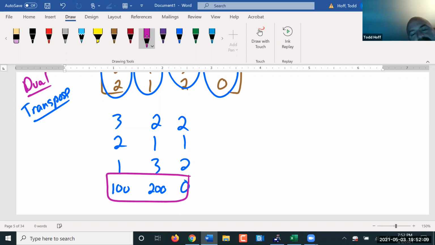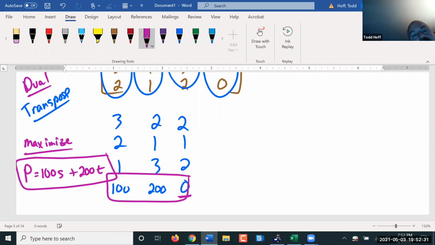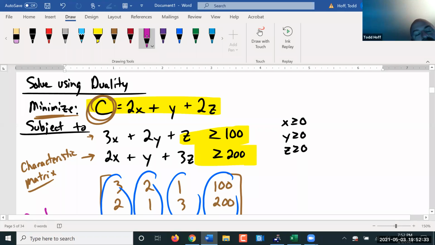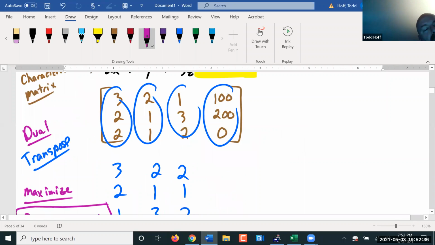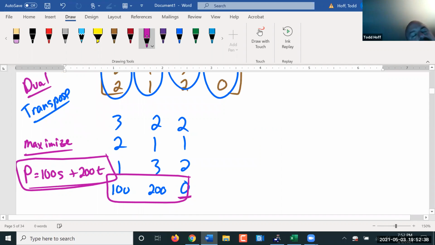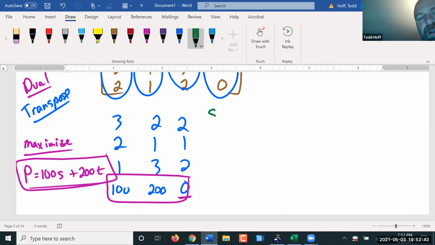This is the new objective function. It is now to maximize that function. And that is going to be P equals 100. Now we don't want to use X now. We'll use S and T. So we're going to maximize, instead of minimizing C equals 2x plus y plus 2z, we're going to maximize P equals 100s plus 200t. And we're going to go subject to the constraints.